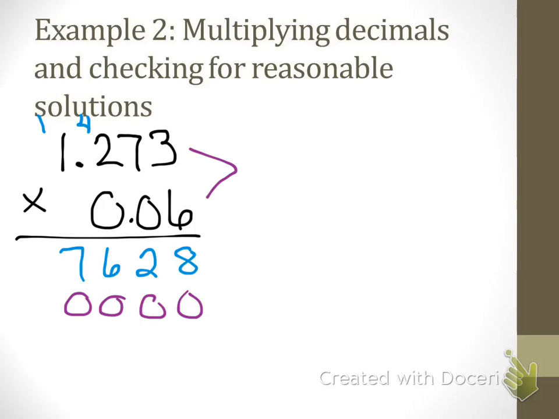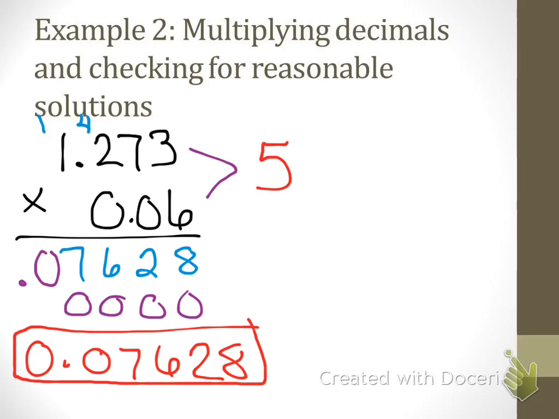Okay, now how many, let's see. Okay, since my second row is all zeros, let's look at how many decimal places we have in the original numbers that we multiplied. And how many do we have there? There are 5. Very good. But there's only 4 numbers in our product. So what do we need to do, Zach? Add a 0 to the front. Very good. Add a 0 to the front. And then that would be our answer. 0.07628, and we would box it.